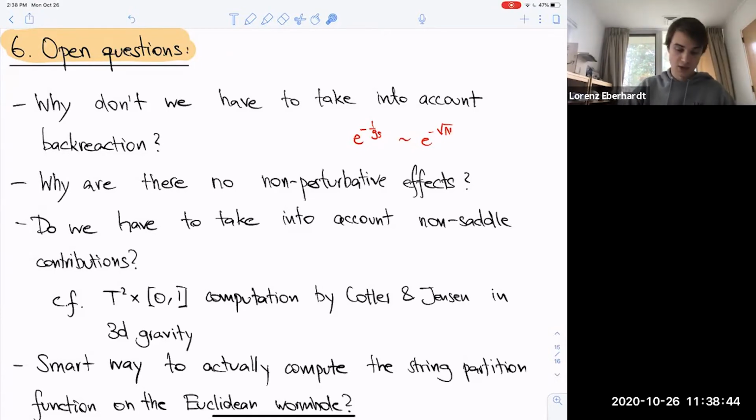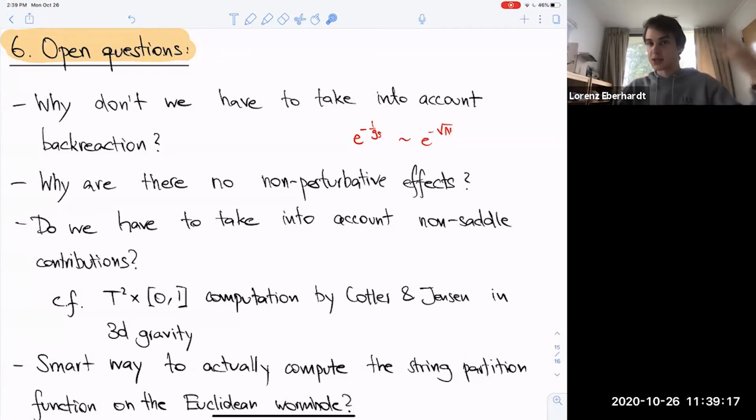For instance, there is a wormhole geometry that is T2 times an interval that doesn't carry a hyperbolic metric, so it's not a saddle. But still, you can compute the partition function in 3D gravity. That's a computation that was done recently by Kotler and Jensen. So you might, first of all, worry that these will spoil the result because you should also somehow account for those. But in string theory, I don't know how to even set up the computation to account for those because I need some saddle background to expand around.